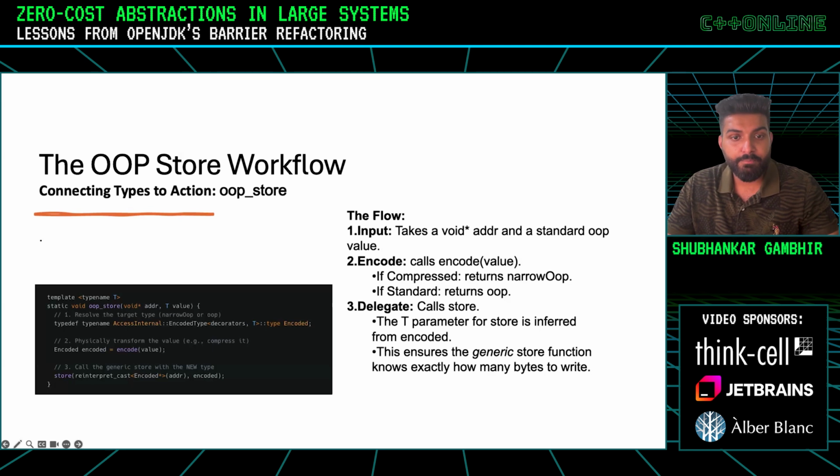Notice what happens on the last line. We pass the newly encoded value down because C++ templates infer types from their arguments. The generic store function now strictly knows exactly how many bytes it needs to write.